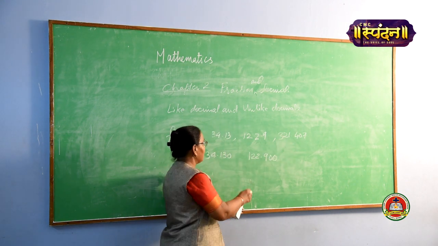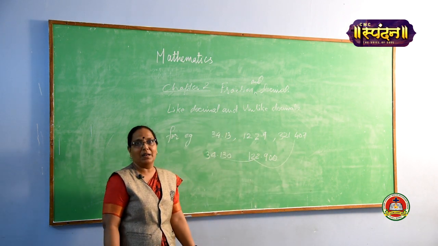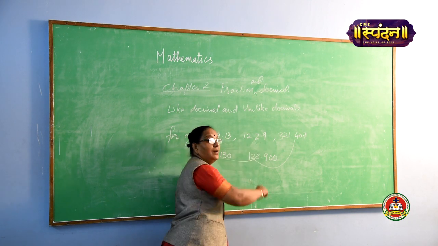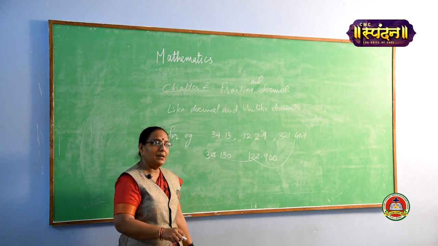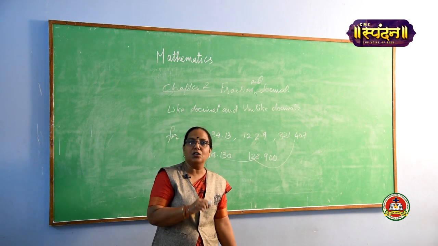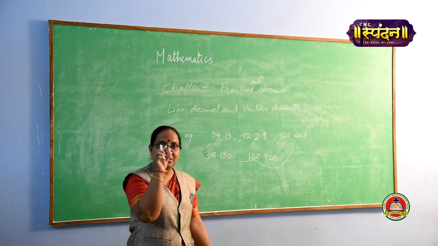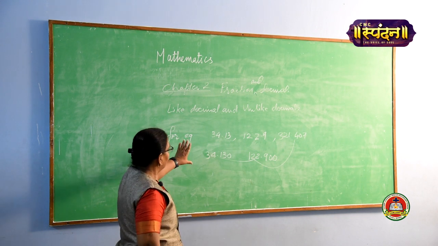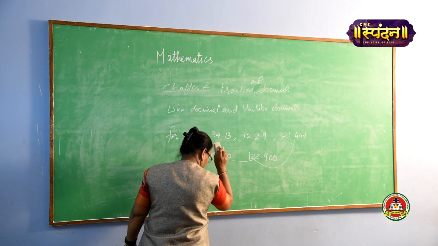Now, all these 3 numbers are like decimals. Unless you change it, these are unlike decimals. Clear? So remember, whenever you are going to change it, you have to count the number of digits after the decimal. That means count the number of decimal places. Then this one, like decimal and unlike decimal.